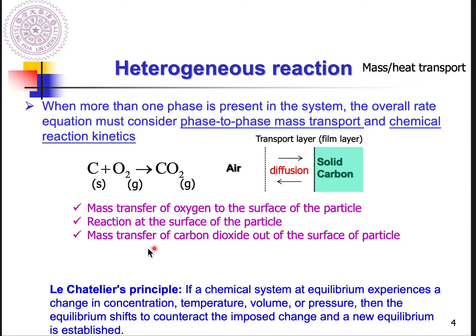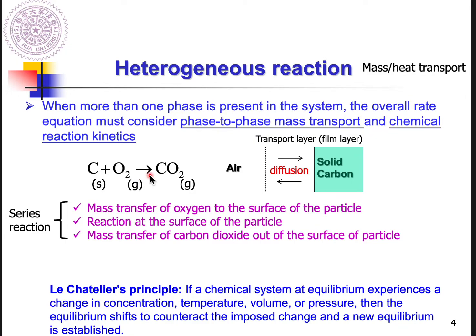Then that will generate the carbon dioxide. So the next step is the mass transport of carbon dioxide out of the surface of the particle. So you can consider this heterogeneous reaction as involving these three parts, and these three parts belong to series reactions. And in order to simplify this kind of heterogeneous chemical reaction, usually we will assume the product, carbon dioxide, can easily go out of the surface.